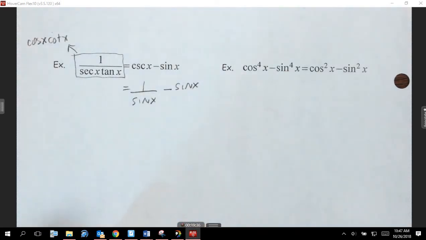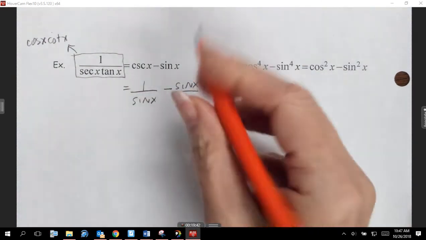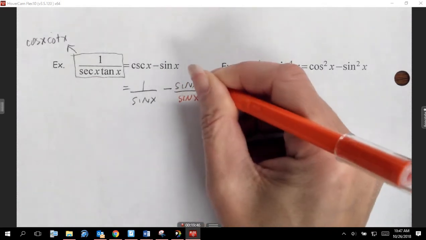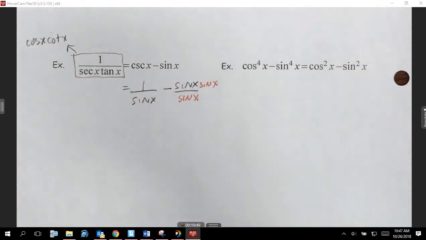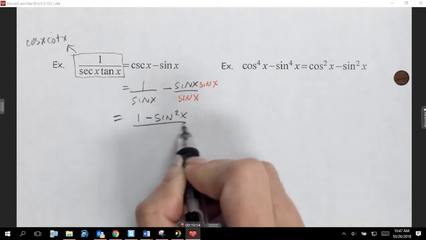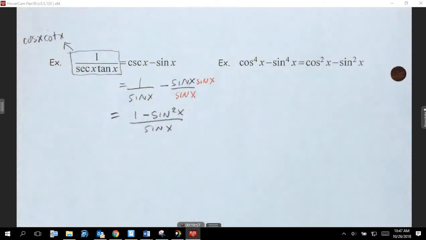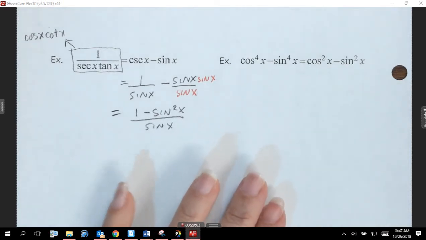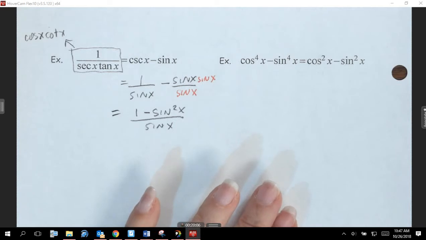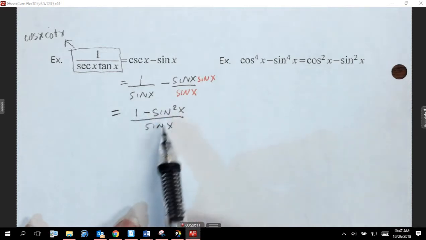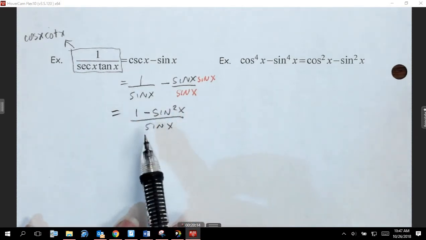And I have to get rid of the subtraction sign, so I need a common denominator. So we're going to multiply both the top and bottom of that second fraction by sine x. When I do that, I get 1 minus sine squared x over sine x. You cannot cancel those sines because of that minus sign right there. Sine cannot be factored out, so leave it as is.